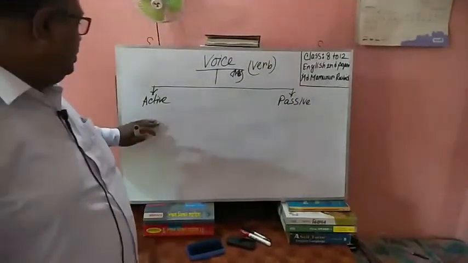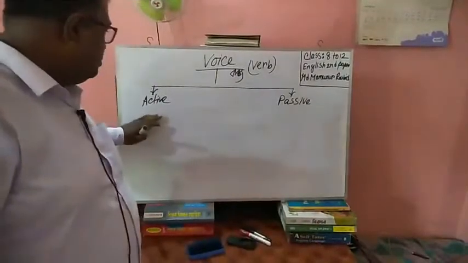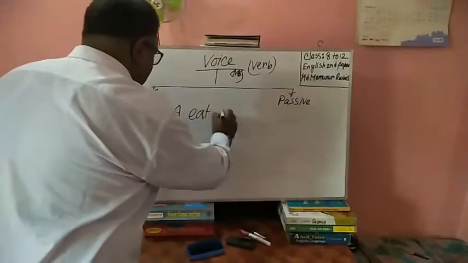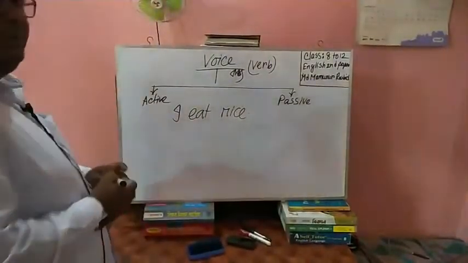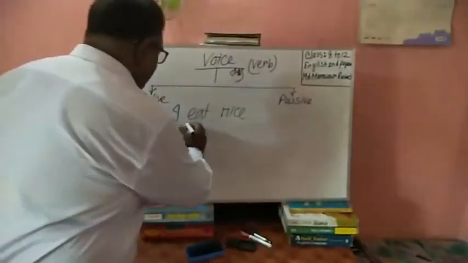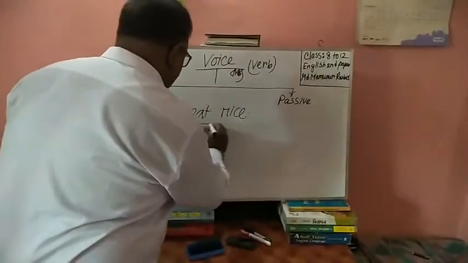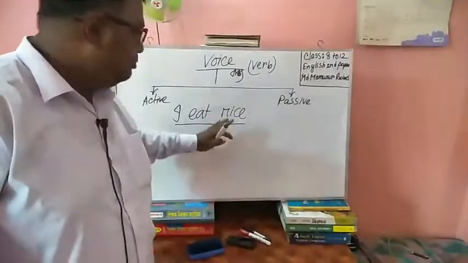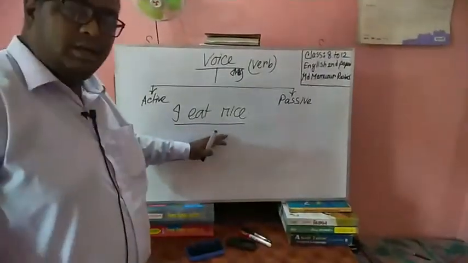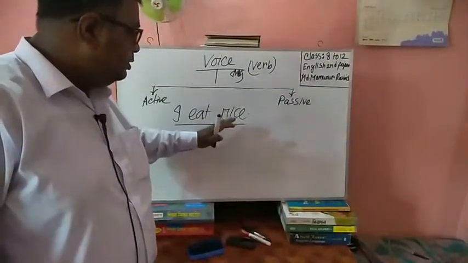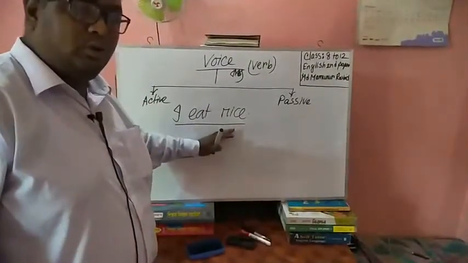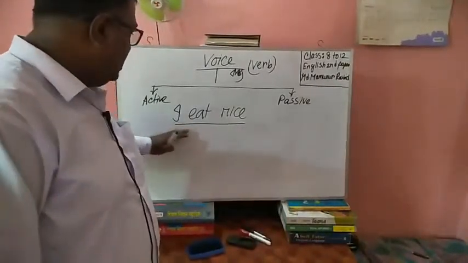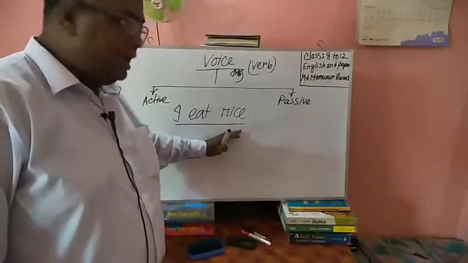So if we want to make changes, suppose "I eat rice," we have to make it into passive. Before doing it, we have to learn to identify the object of the given sentence. If we want to make it passive, we have to look for where the object is and what the object is in a given sentence. Suppose "I eat rice," here rice is the object.